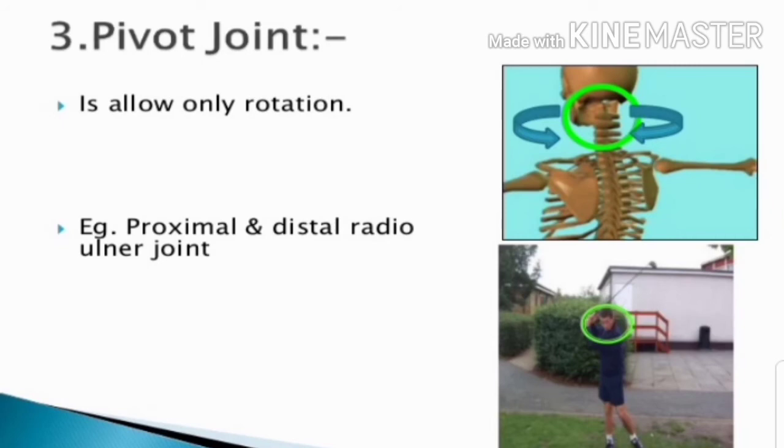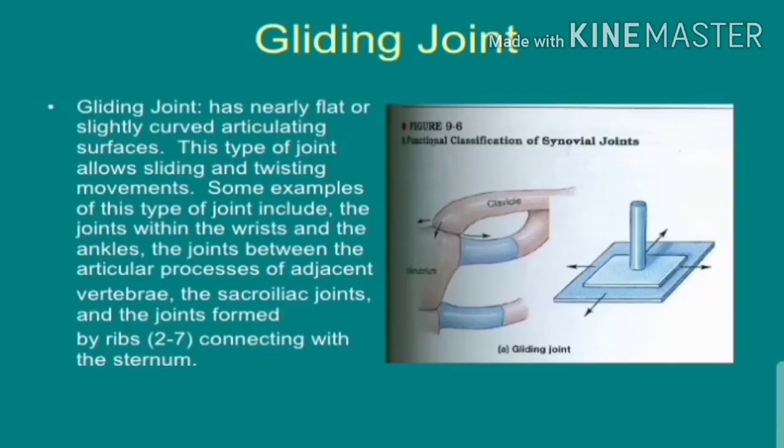The third one is pivot joint. This joint is found between the skull and the first two vertebrae of the spine. It helps us to move our head sideways, upwards and downwards. It allows only rotation. For example, the proximal and distal radio-ulnar joint. So this is the third type of movable joint.